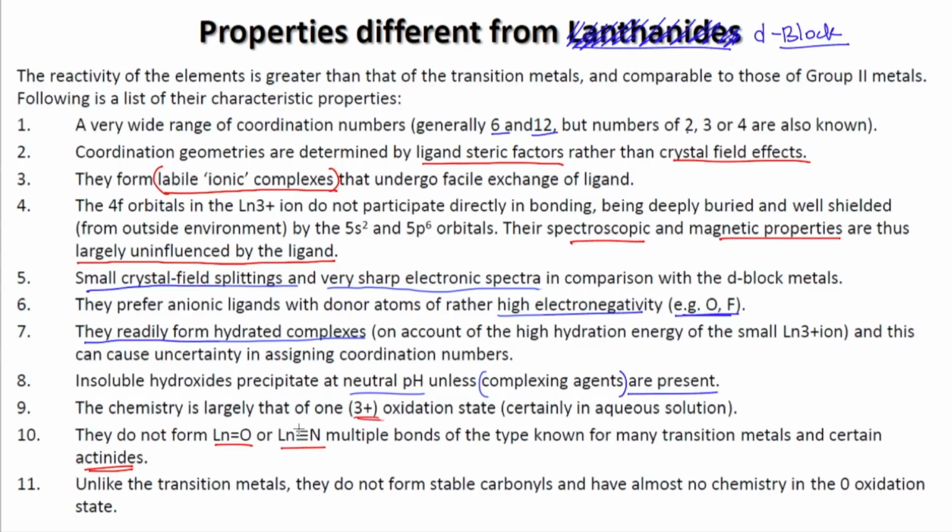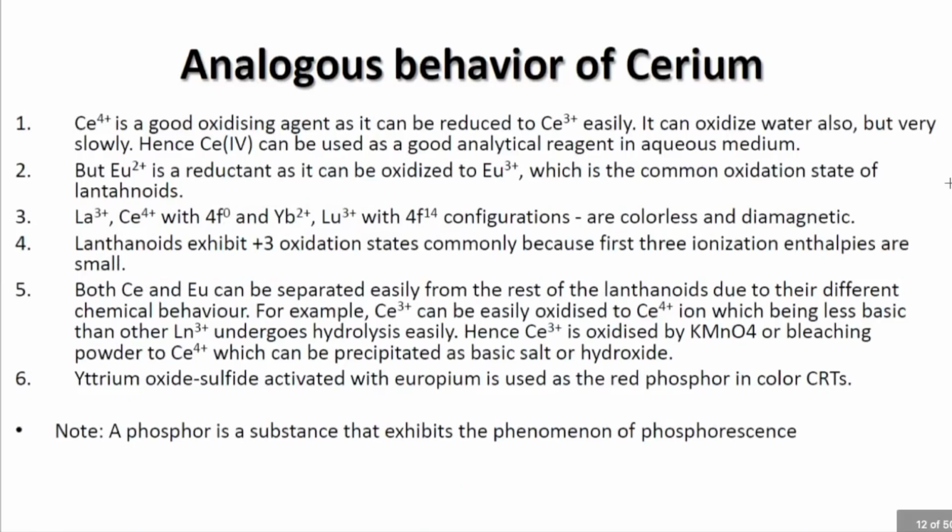Unlike the transition metals, they do not form stable carbonyls and have almost no chemistry in the zero oxidation state. So they do not have any chemical reaction or any chemically known substance in the zero oxidation state. So they do not have carbonyls of them, or lanthanide carbonyls are very rarely known, or they are actually not known up till yet. Now let's talk about the analogous behavior of cerium now.